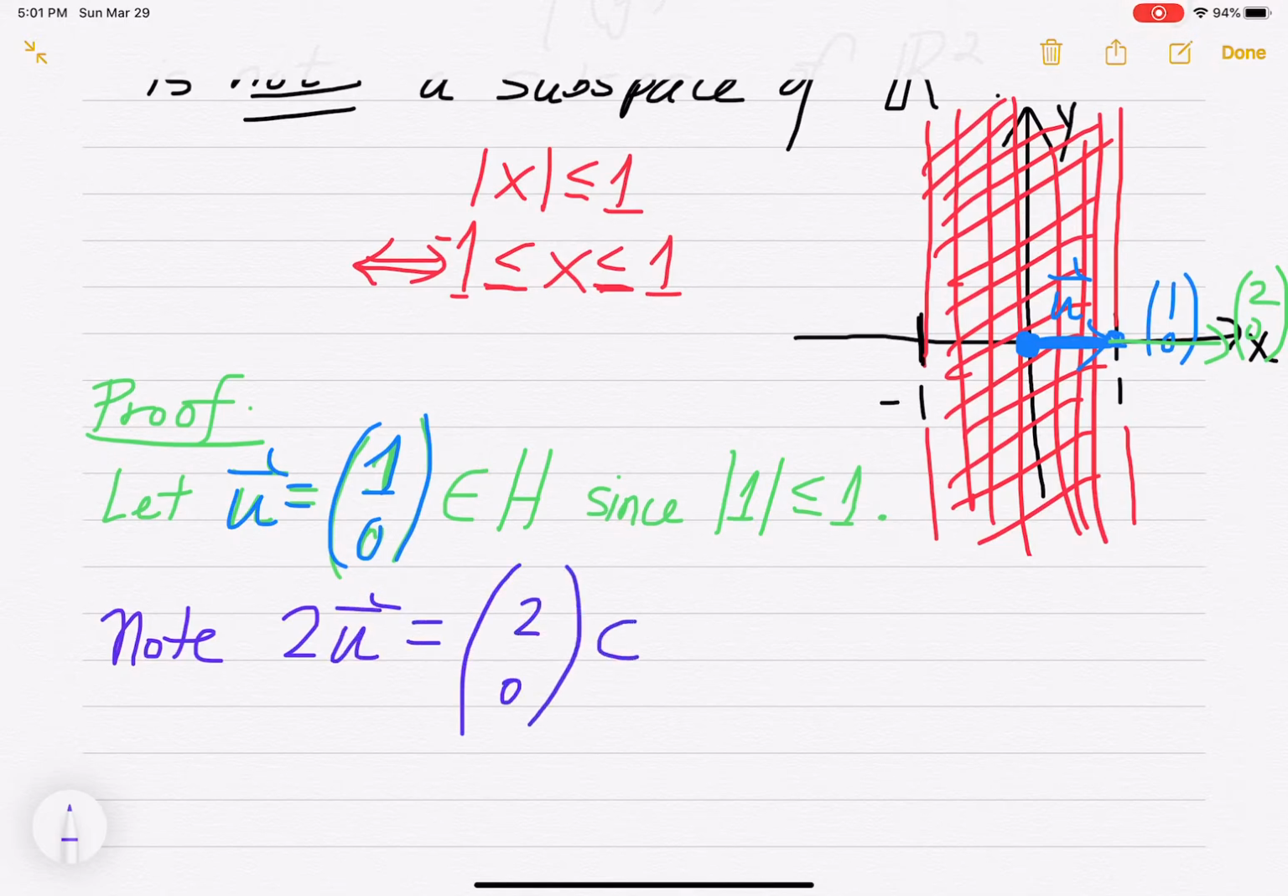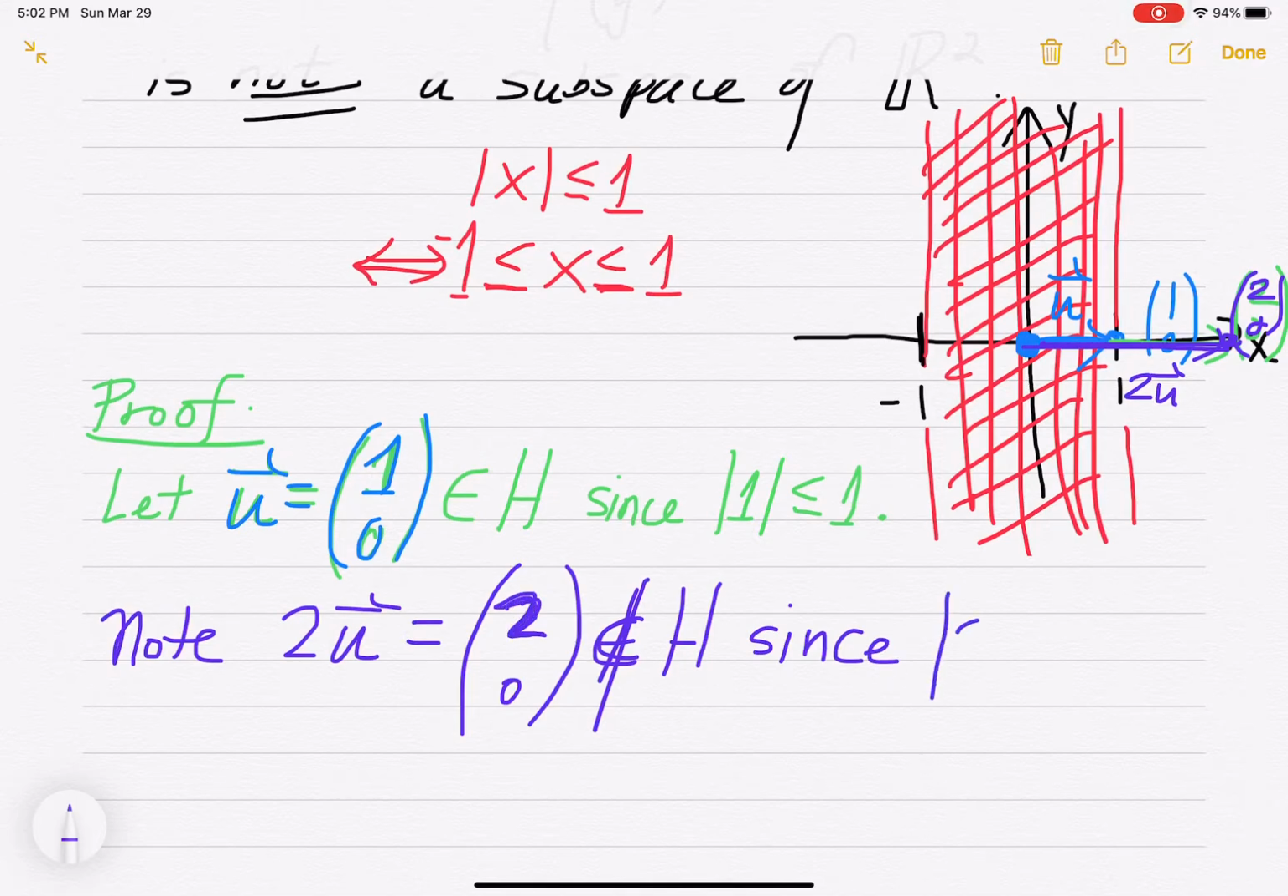Now that's not an element of H. So you look at a picture here, here's 2 times U right here, right? 2 times U, 2 comma 0. That lands out here, outside of H. So this is not in H, right? I write this element-of symbol with a slash through it. It's not in H since, if you take the absolute value of the x coordinate, the absolute value of 2, it's not less than or equal to 1. It's actually bigger than 1.